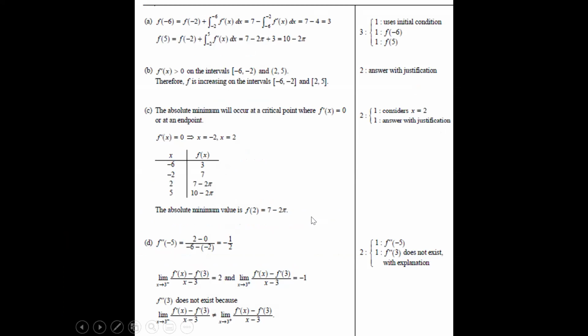Now, if you answer that question correctly, you will get 3 points: 1 for using the initial condition, which you did with f of x, 1 point for f of -6, which we found was 3, and then f of 5, which we found just now as 10 minus 2 pi. So then 3 points altogether.